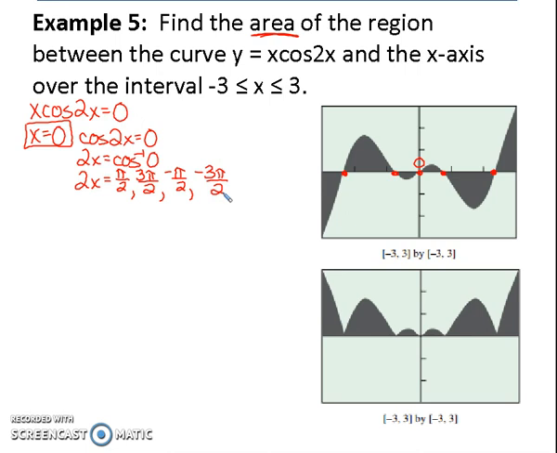Now, those are what 2x is equal to, so that means that x would equal pi over 4, 3 pi over 4, negative pi over 4, and negative 3 pi over 4. So here's negative 3 pi over 4, negative pi over 4, pi over 4, and 3 pi over 4. So for the sake of room, I'm going to erase all that where I set it equal to 0. If you need to pause the video real quick so that you can write that work down, I would suggest you do that.